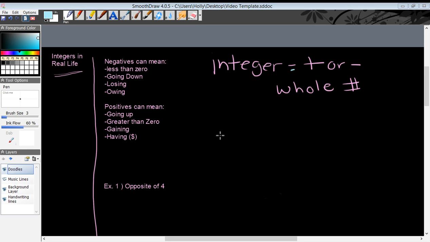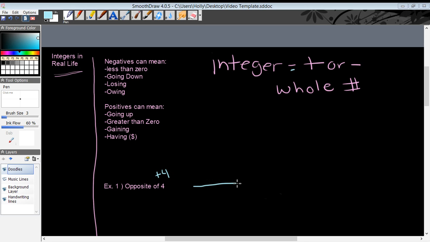Let's look at a couple of those together. The first one is I want to do the opposite of 4. Anytime a number doesn't have a sign in front of it, I assume it's positive. So this is positive 4. I don't have to write the plus sign, but for today it's helpful. Okay, I want to know what the opposite of 4 is.